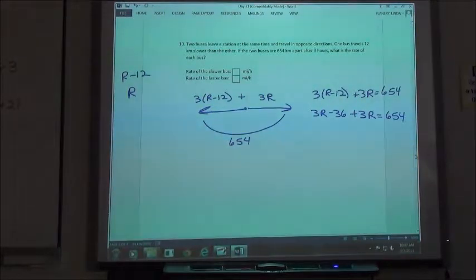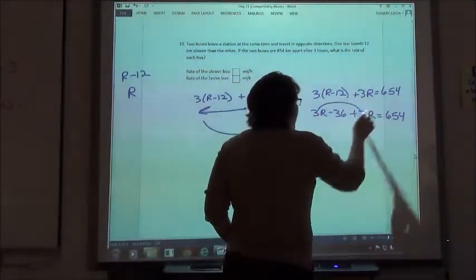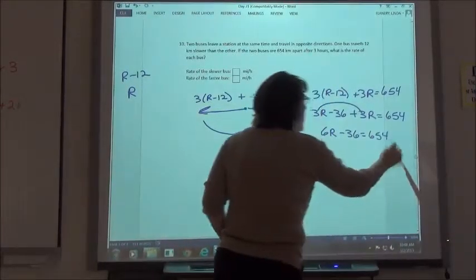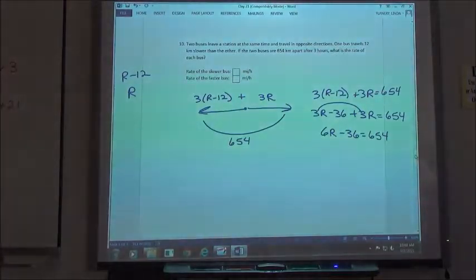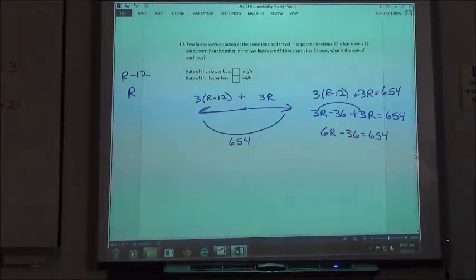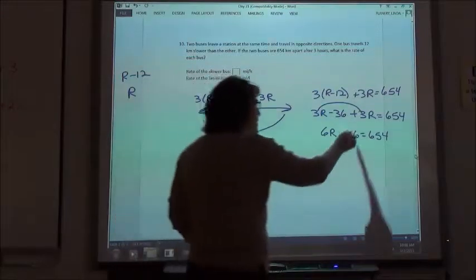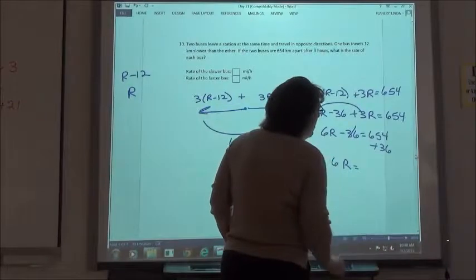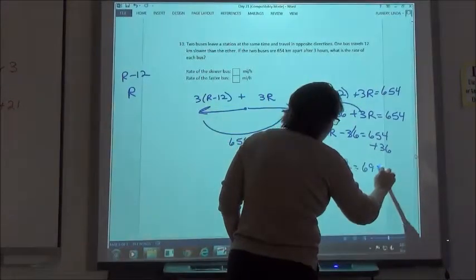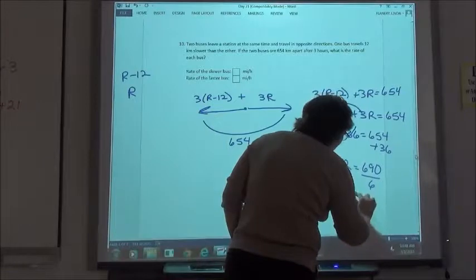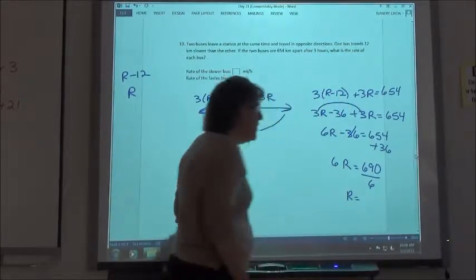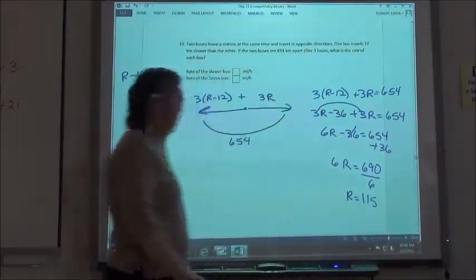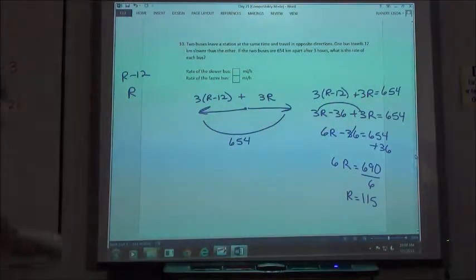Combining my like terms, 3R plus 3R would be 6R. 6R minus 36 equals 654. I've got to move my 36 to the other side, so I've got to add it this time, right? It's a minus 36, I've got to make it a plus 36. So 6R is going to equal 690. And dividing by 6, R equals 115. So that is going to be the rate of the faster bus.